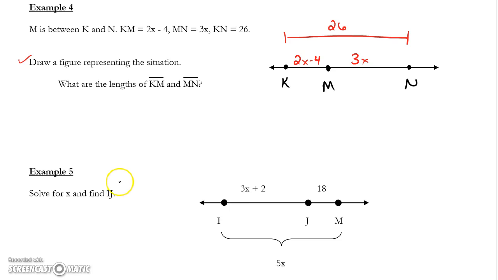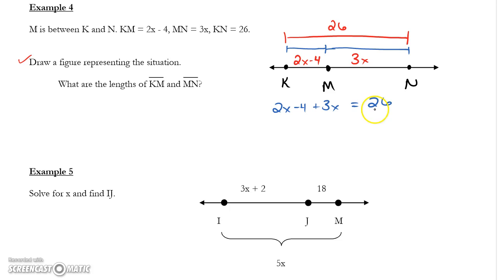From here, I want to find the value of x in order to know what the lengths of segment KM and MN are. This is segment addition. I know that this small piece plus this small piece is going to equal the entire length, which is 26. So the equation I can set up is 2x minus 4 plus 3x, small piece plus small piece, and set that equal to the entire length of segment KN, which is 26.